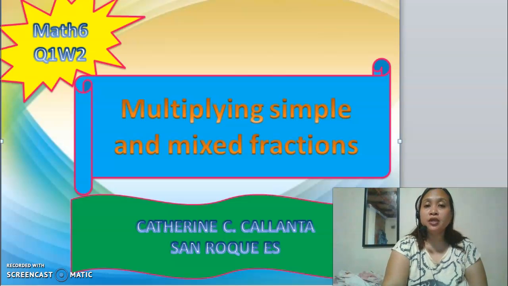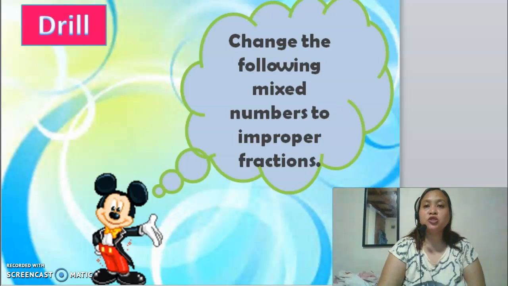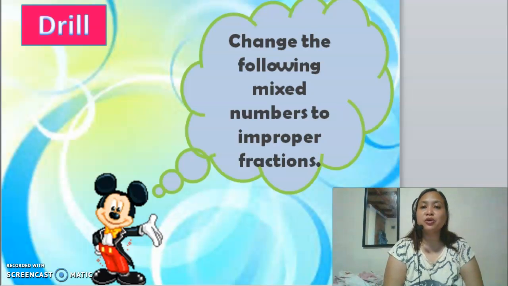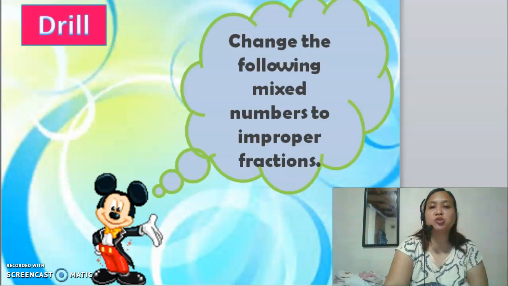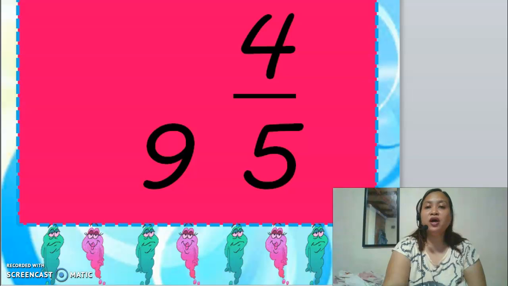Our topic for today is about multiplying simple and mixed fractions. This is under quarter 1, week 2. Now, before we start on anything, let us first try to change the following mixed numbers to improper fractions. Are you ready? Okay. Now, the first one, we have 9 and 4/5. How are you going to make it as an improper fraction?